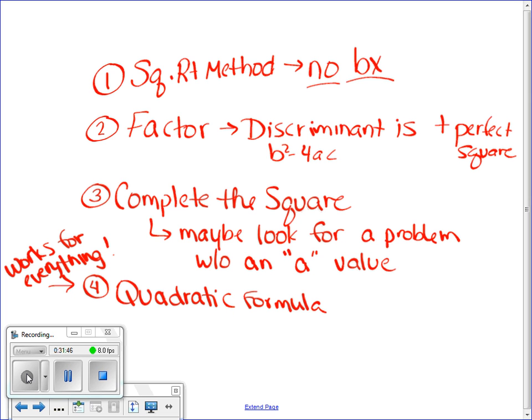Okay, again, totally up to you when it comes to that part of your test, but you have to use each method at least once. The other problems, whatever your preferred method is. Okay?